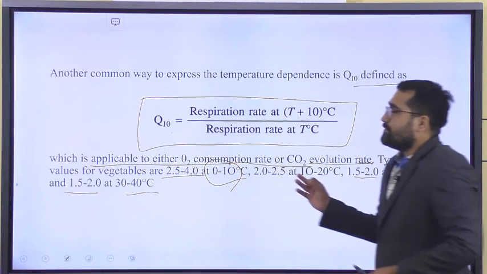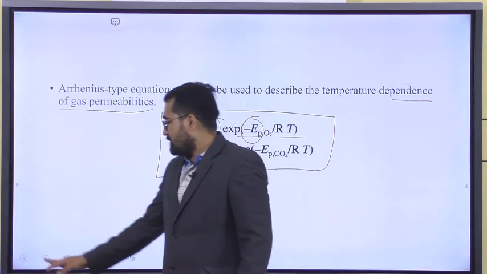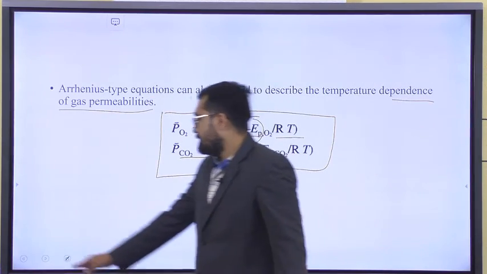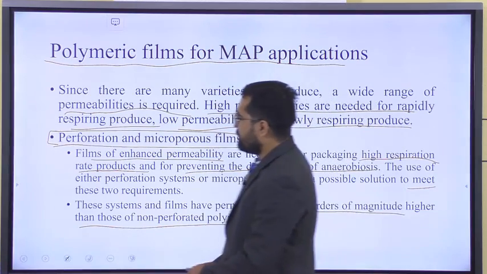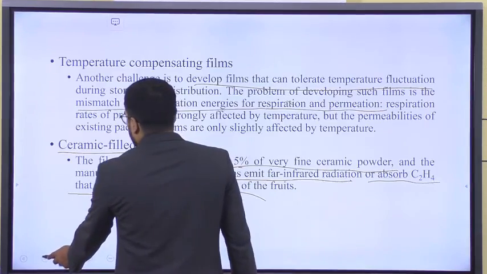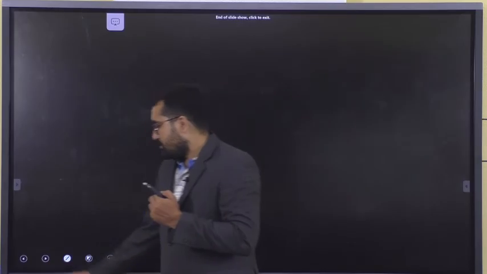Then we have to deal with the Q10 value. This is for theory. Permeability is not needed. Then there is the polymeric film. We are not dealing with polymeric film in the practical class.